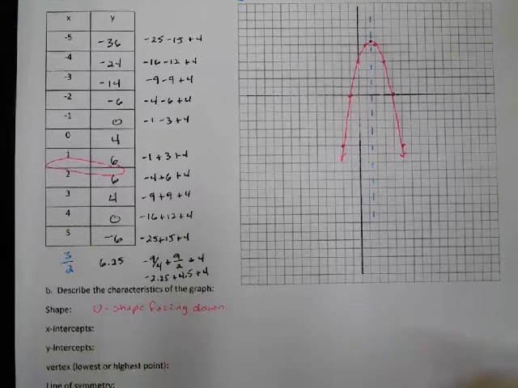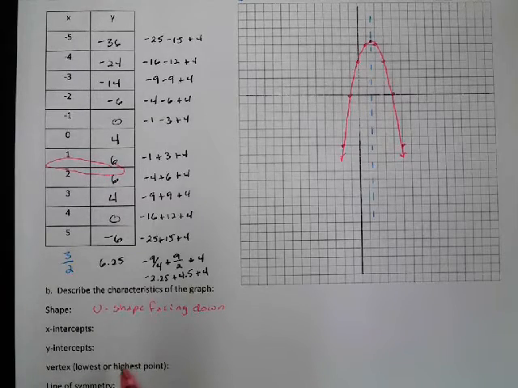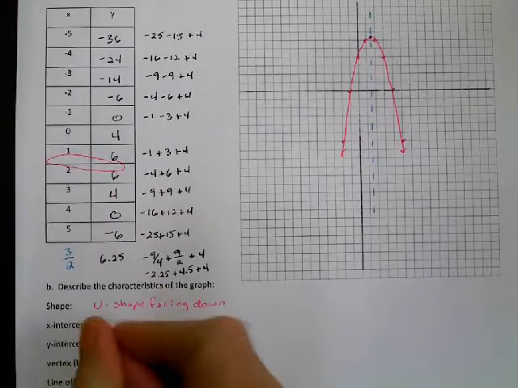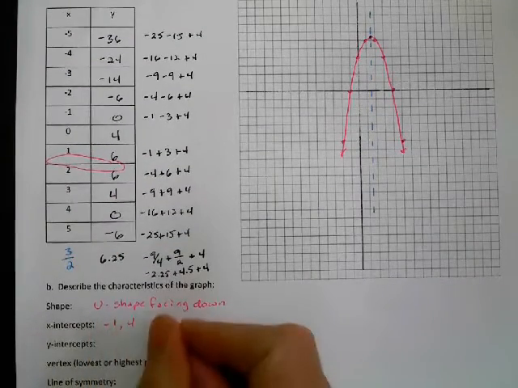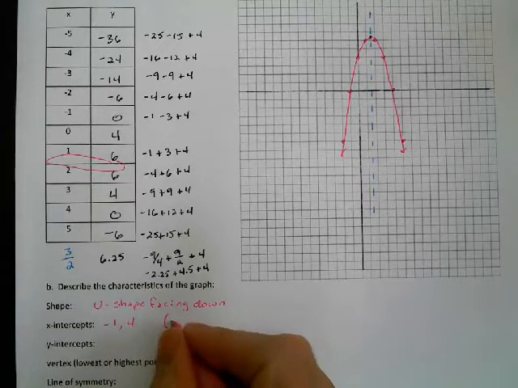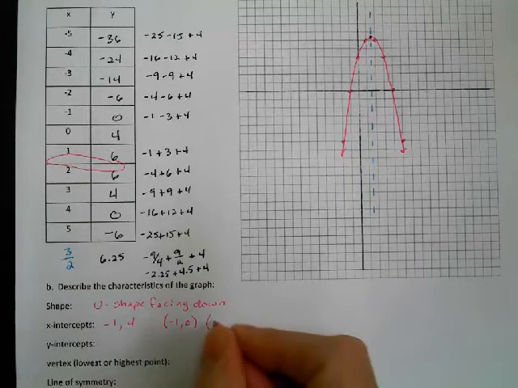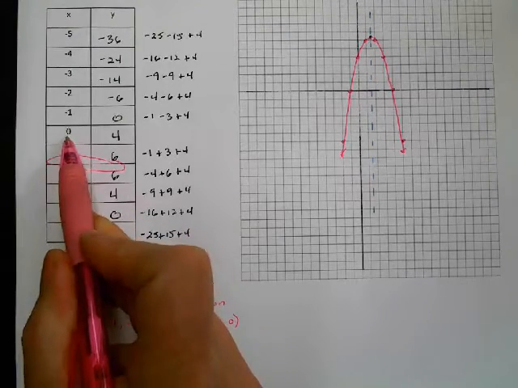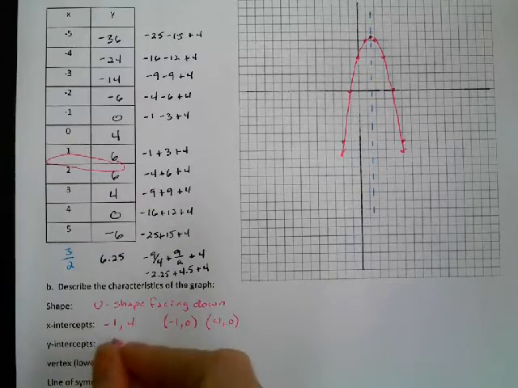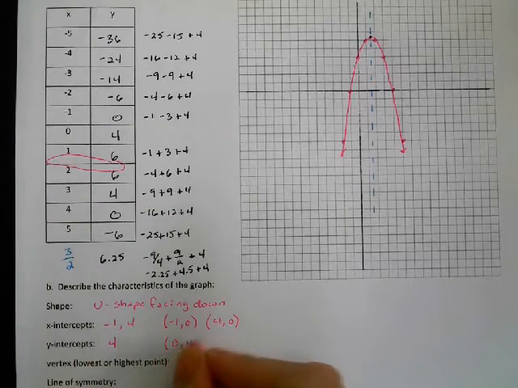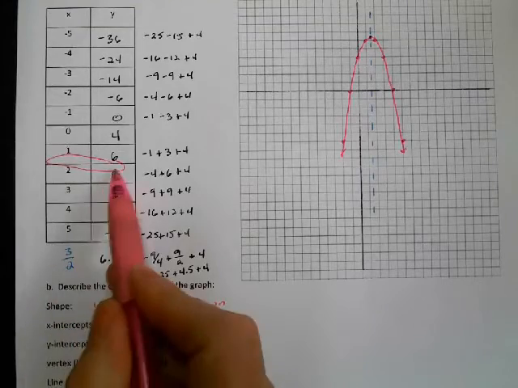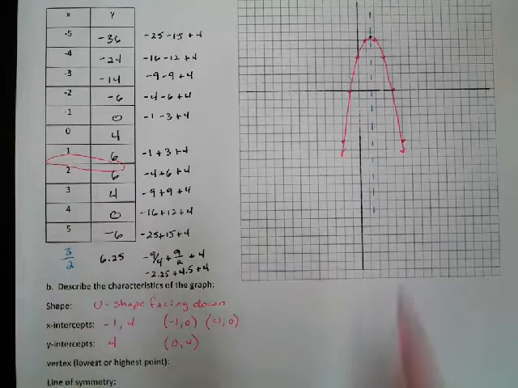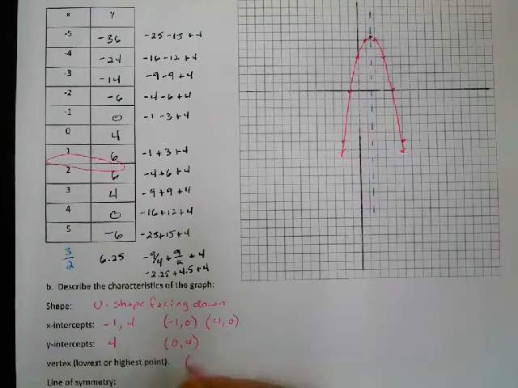Remember, that's when y is 0. So we've got -1 and +4. -1 and 4, which are the points -1, 0 and 4, 0. The y-intercept, that's when x is 0, so the y-intercept's at 4. And that's the point 0, 4. The vertex, we had to find that by going halfway in between these two values right here. So we found out that the vertex was at the point 1.5 and 6.25.